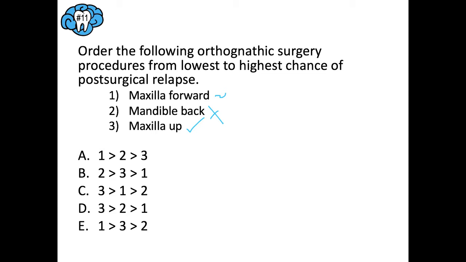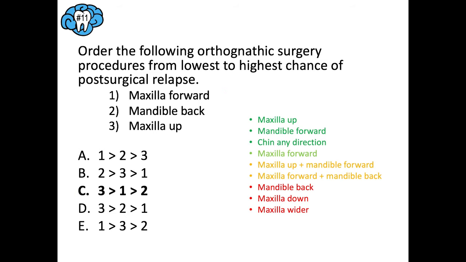So if we could take a stab at this one, we'd want 3 first, then 1, then 2 last. And lucky for us, we have 3, 1, 2 in that exact order, and that is the correct answer. Here is our hierarchy of stability from most stable and predictable to least stable and predictable, and that matches up with what we saw in the question.